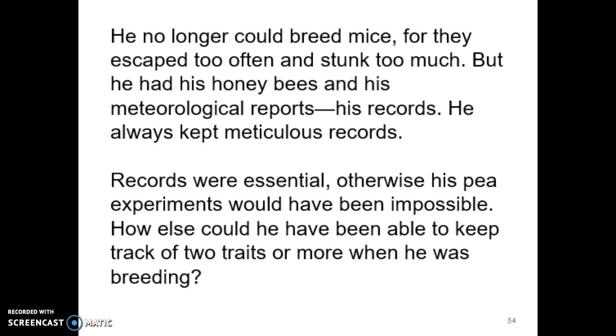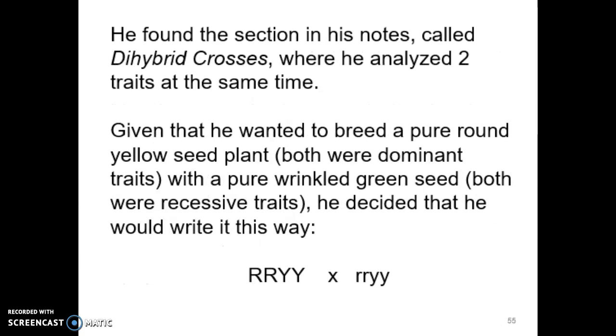He no longer could breed mice, for they escaped too often and stunk too much. But he had his honeybees and his meteorological reports, his records. He always kept meticulous records. Records were essential, otherwise his bee experiments would have been impossible. How else could he have been able to keep track of 2 traits or more when he was breeding? He found the section in his notes called Dihybrid crosses, where he analyzed 2 traits at the same time.